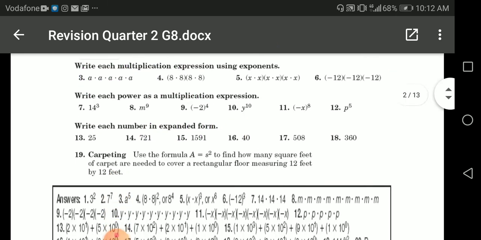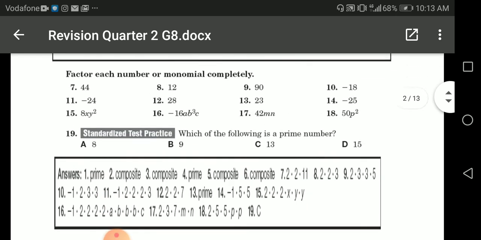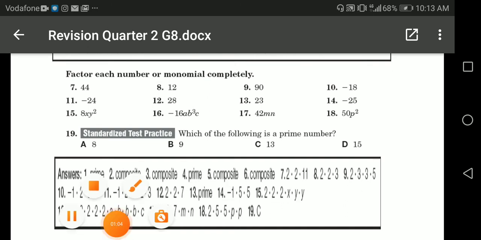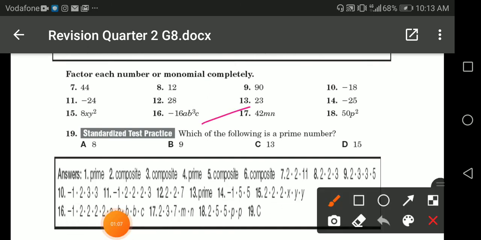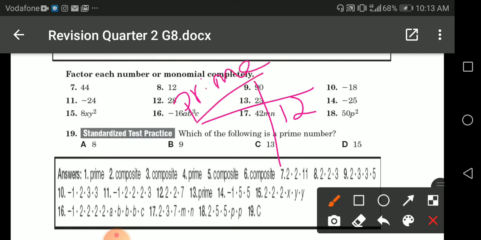Okay, easy one. What about this one? Factor each number or monomial completely. So I'm going to make prime factorization. We have here this 12. We divide by prime numbers. Remember, we divide by prime numbers. So 12 divided, what are the prime numbers? Do you remember? The prime number just has two factors. So we have here 2, 3, 5, 7, 11, 13, and so on.